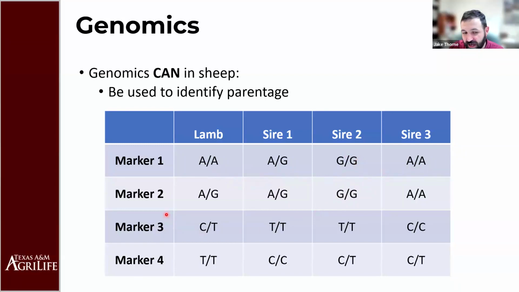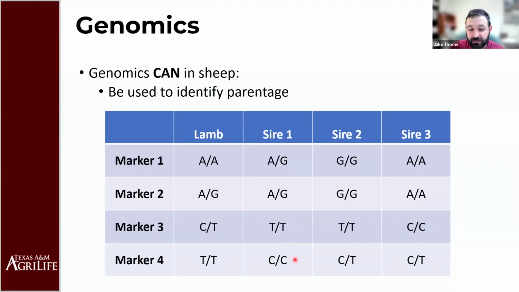If we look at marker locations 2 and 3, the lamb is heterozygous at those locations. At location 2, the lamb could have received an A or a G from any of these rams. At marker location 3, this lamb could have received a C or a T from any of these rams. So that doesn't necessarily exclude any of these bucks from being the sire here.